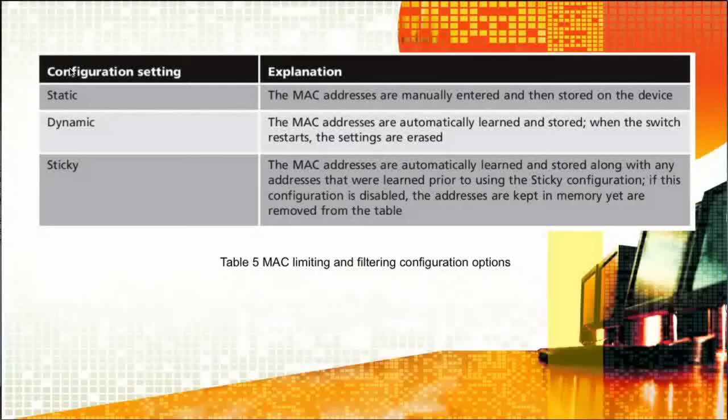Some of the options that you have with MAC filtering is static MAC filtering. This is assigning a one-to-one, a known MAC address to a known port. Dynamic MAC filtering, when you don't know necessarily the MAC address that is permitted, you will open up for dynamic MAC filtering, and then the first device that plugs into that port will then get mapped to that port, and all others will be denied. Or sticky MAC. This is often found on Cisco devices. The MAC addresses are automatically learned and stored along with any other addresses that were learned prior to using sticky. This allows for a more dynamic and fluid environment. However, it is not the most secure of employ.